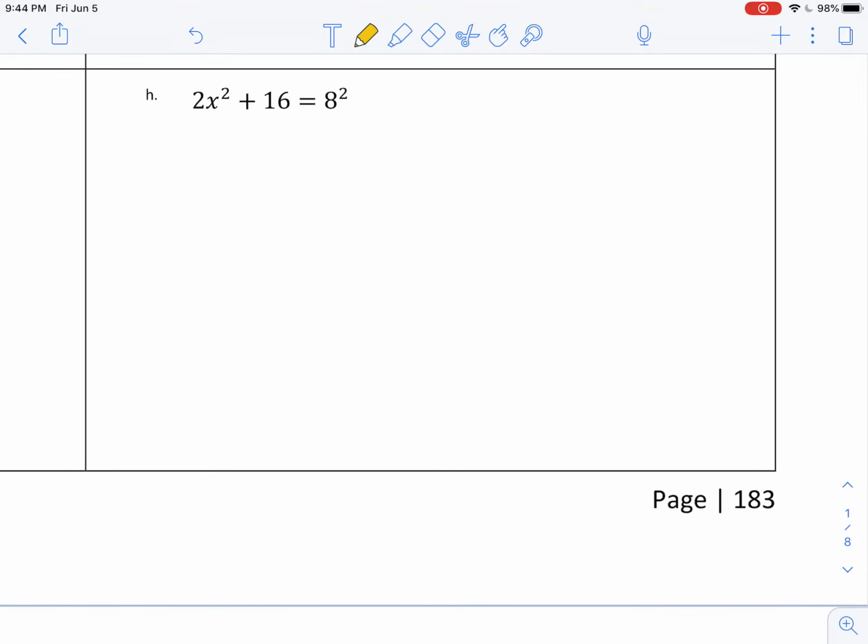So let's look at H. Kind of similar, kind of different. I do see something that can be simplified right away, this 8 squared, so I'm going to do that. I'm just going to rewrite the left-hand side. I'm going to notice that there's an x squared term, so I'm going to try and get that quadratic on its own. And I'm going to go ahead and say 8 squared is 64. So to start getting my variable on its own, I'm going to get rid of that positive 16 first. I'm going to do that by subtraction. 64 minus 16 is a number that I'm not currently doing in my head, 48.